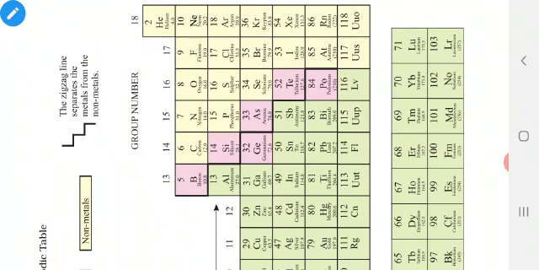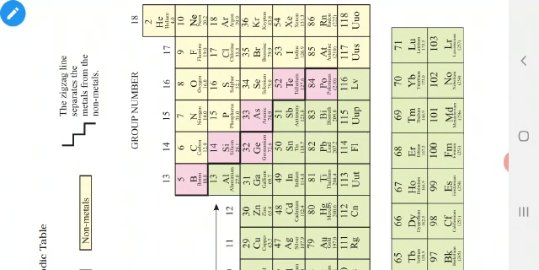Okay, what are the trends which were used by the scientists to invent this periodic table? How they invented it, what are the earlier attempts made by the scientists, all that we are going to see in this chapter. In this chapter, we are going to see the 4 main things.